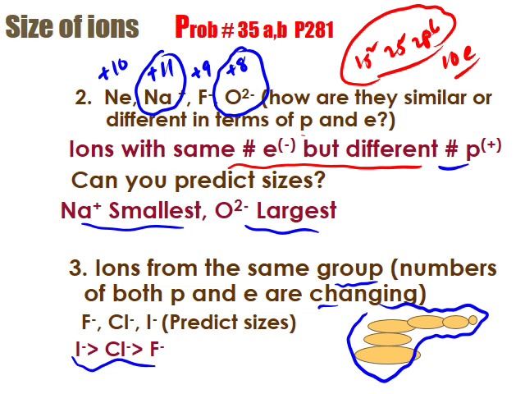So keep that in mind: when both protons and electrons are changing, by looking at the periodic table, you can have an idea about the sizes of these ions.